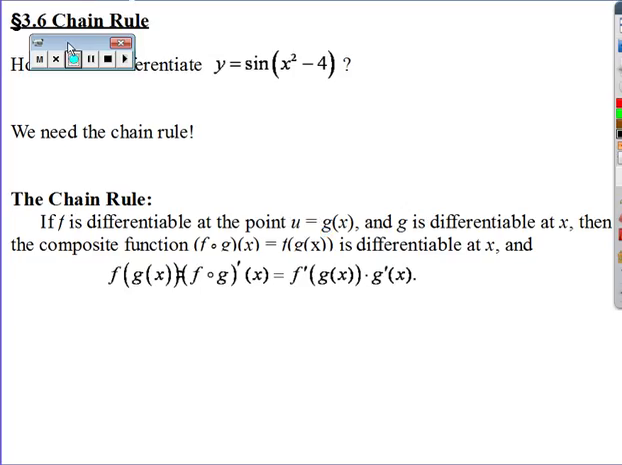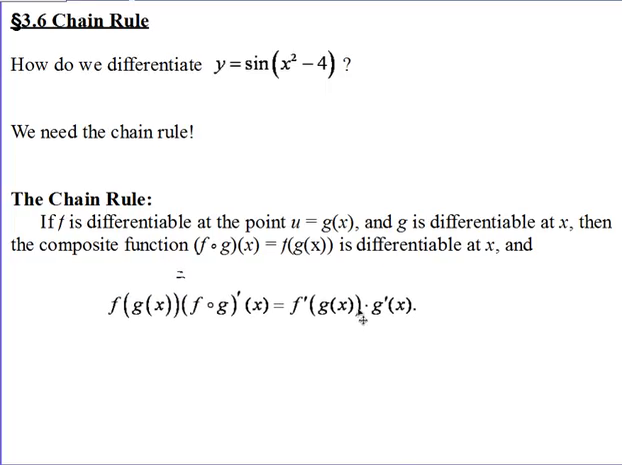Okay, today we are talking about the chain rule, lesson 3.6. If you look at this first equation here, I say, how do we differentiate y equals the sine of the quantity x squared minus 4? Hopefully you can see that this is a little bit more complex than the problems that we've had in the past. So we have to find a better way to figure out how to differentiate y equals sine of the quantity x squared minus 4.